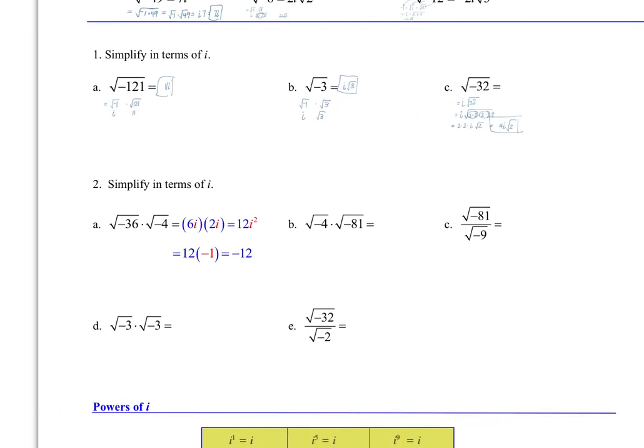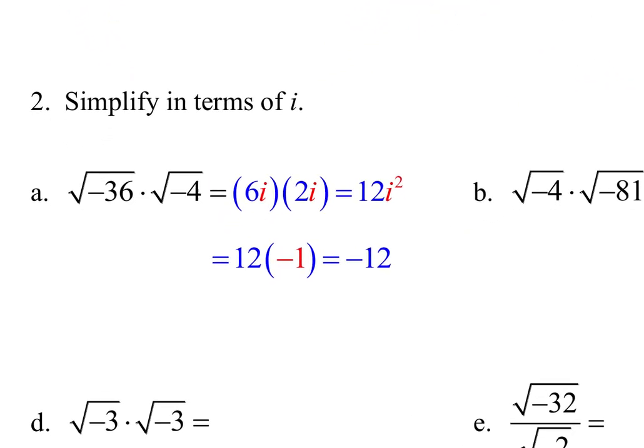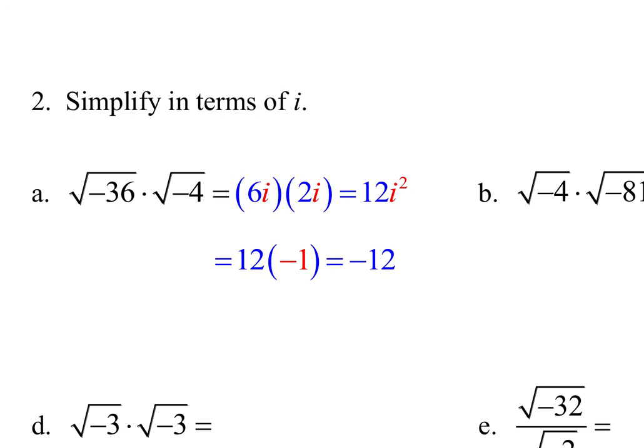So on number 2, we got 3 parts, and we had the same question basically, though simplified in terms of i. So what we did here, the square root of negative 36 is i times the square root of 36, which is 6. So 6i, and 2i for the square root of negative 4. Well, when you get 6i and 2i, and then you need to multiply those together, 6 times 2 is 12.